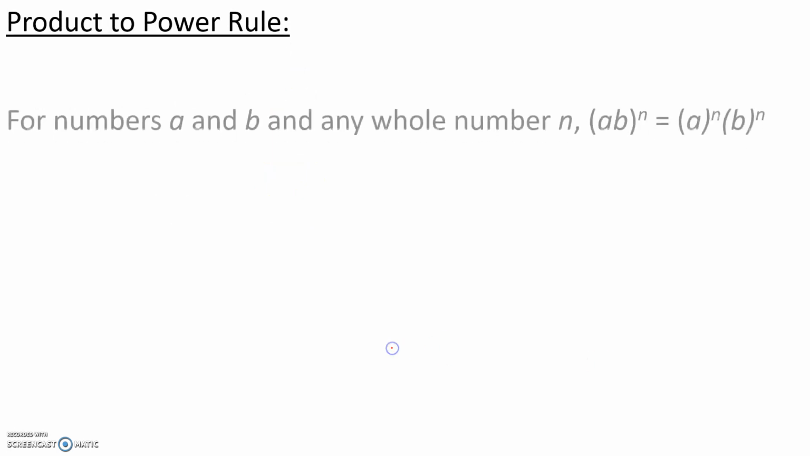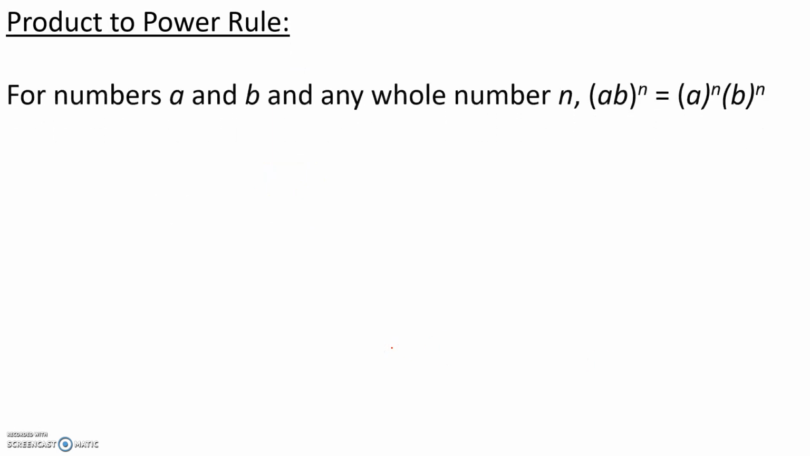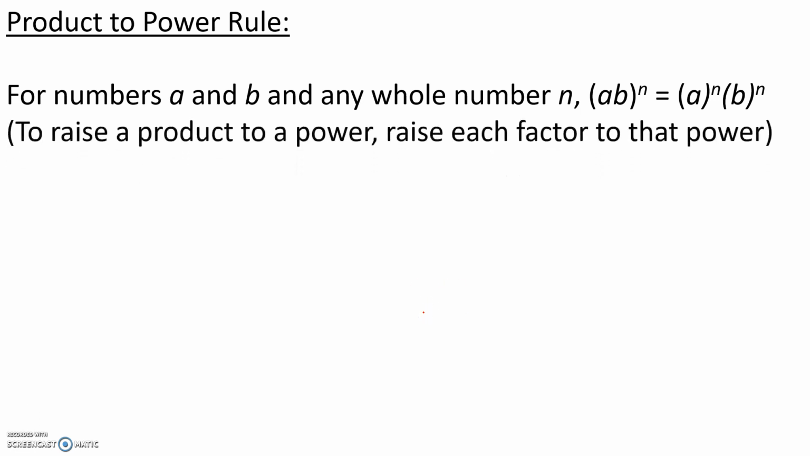Here's the product to power rule. For numbers a and b and any whole number n, a times b to the nth power equals a to the nth times b to the nth. In other words, to raise a product to a power, raise each factor to that power.